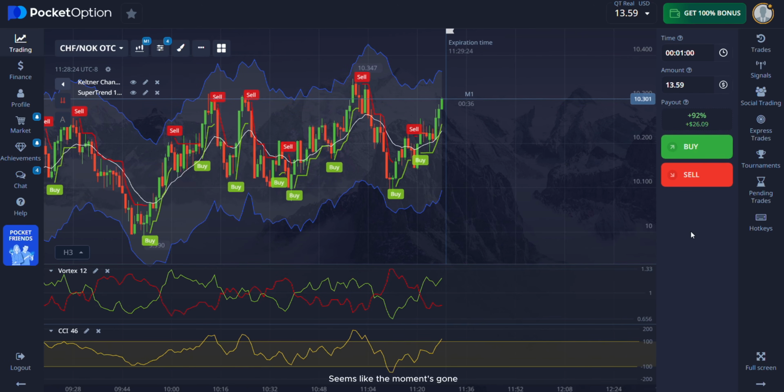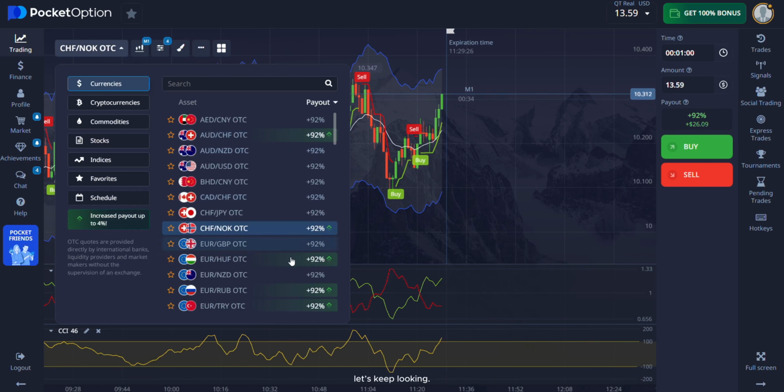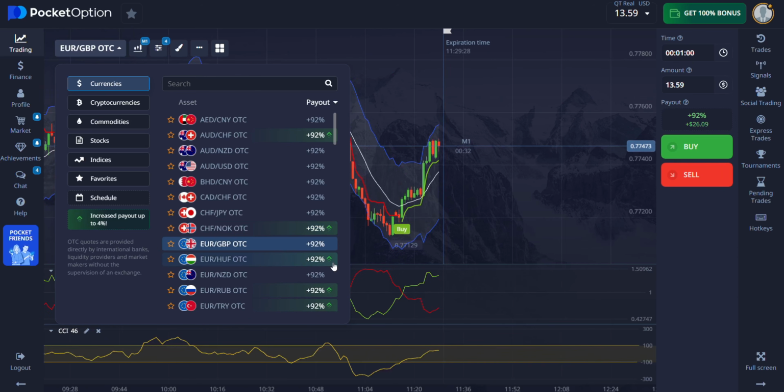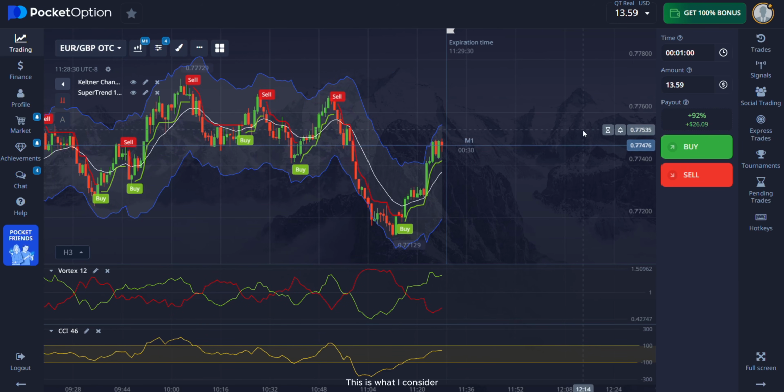Seems like the moment's gone. Let's keep looking. This is what I consider a high-quality entry opportunity, so I'm going to place a trade from the deepest pullback.